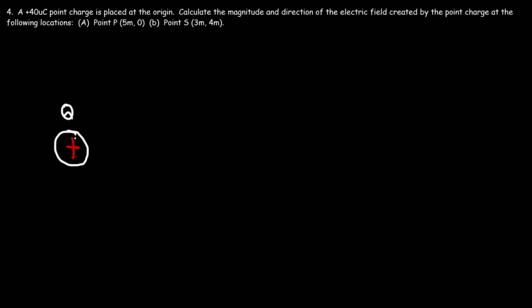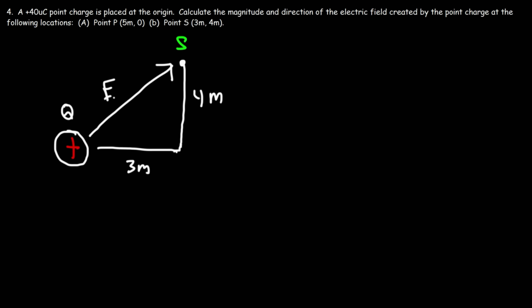So Q is at the origin. Point S is 3 meters east of Q, and then 4 meters north from that point. So S is at this position here. The electric field can be drawn from Q to S. So the electric field is going in that direction. It's going in the northeast direction. But let's calculate the magnitude of the electric field.